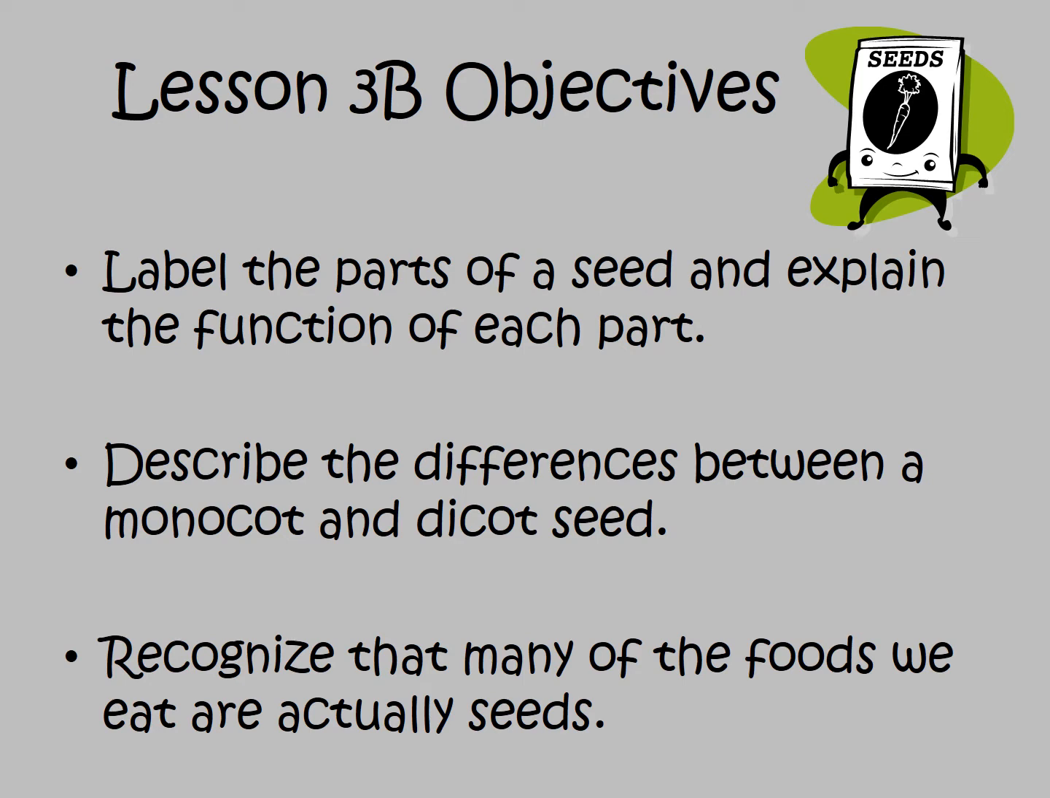We have three main goals for today, or our objectives. First, to be able to label the parts of a seed and explain the function of each part. Then you will learn more about the differences between a monocot seed and a dicot seed. Last, you will be able to recognize many of the foods we eat that are actually seeds.